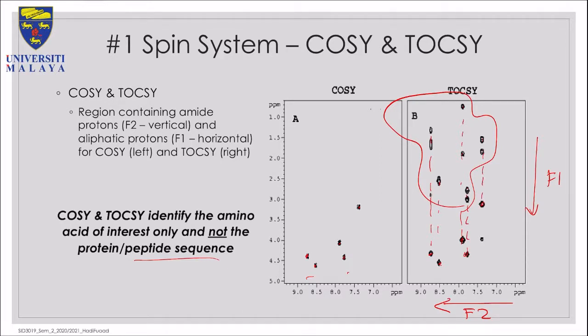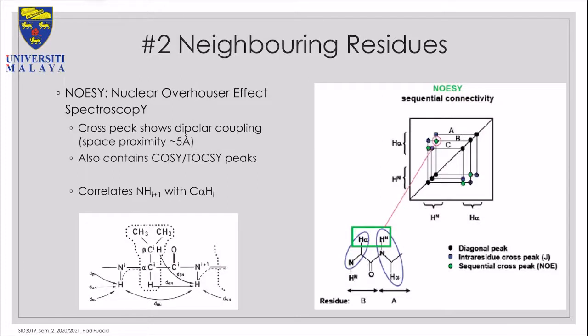All right, so let's move on to the neighboring residue. How do you identify the neighboring residue? You identify it by using NOESY, or nuclear Overhauser effect spectroscopy.